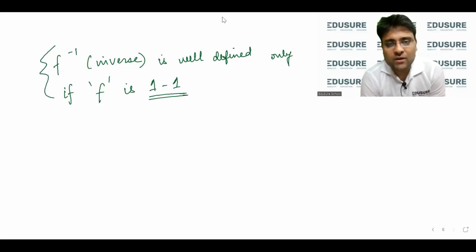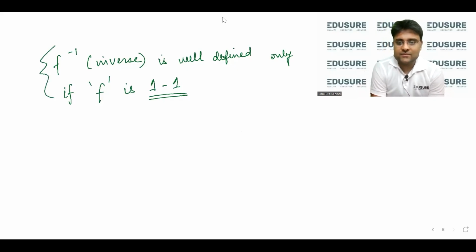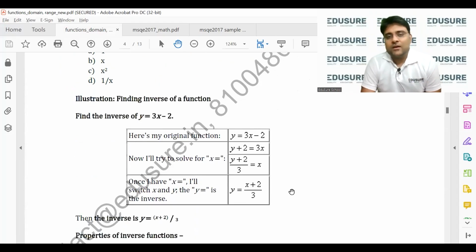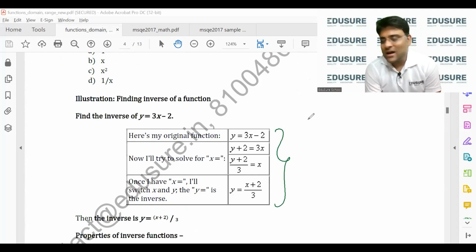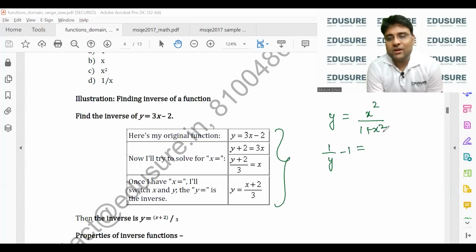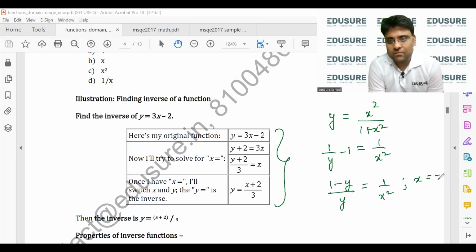Few more things to talk about inverse. Let's see that. In order to find out inverse, it's very simple. The entire procedure of finding out the inverse, I've taken an example here. I've also shown you various examples, like when we did y is equal to x square by 1 plus x square. We saw that we were able to find 1 by y minus 1 is equal to 1 by x square. 1 minus y by y is equal to 1 by x square, or x is equal to plus minus root over y by 1 minus y. So we were able to find this out.